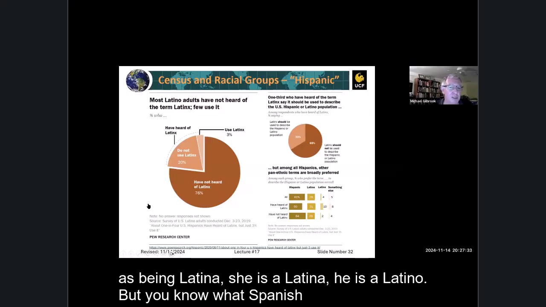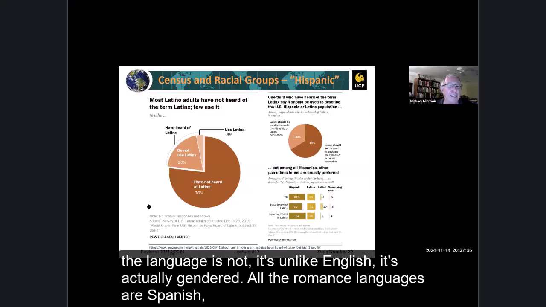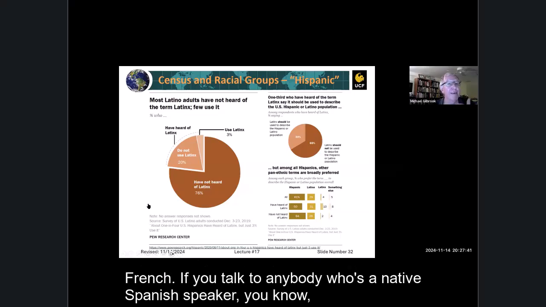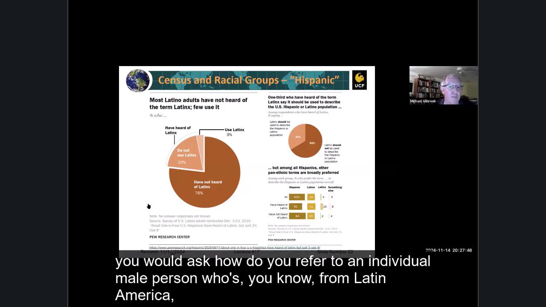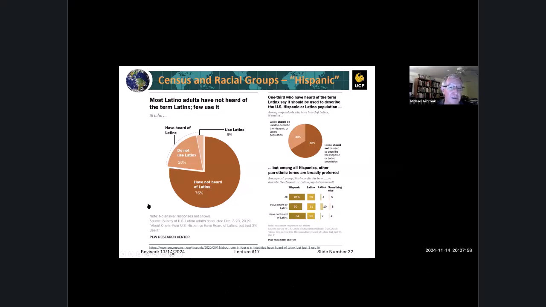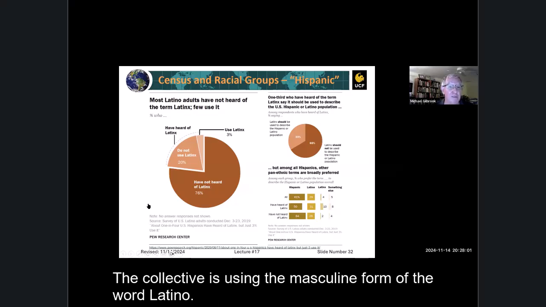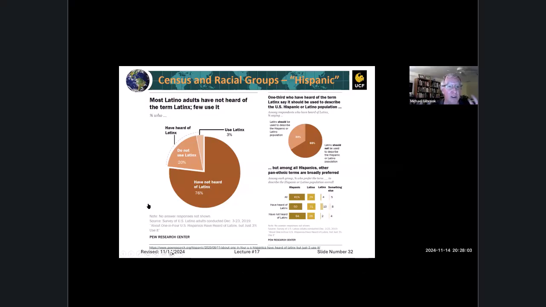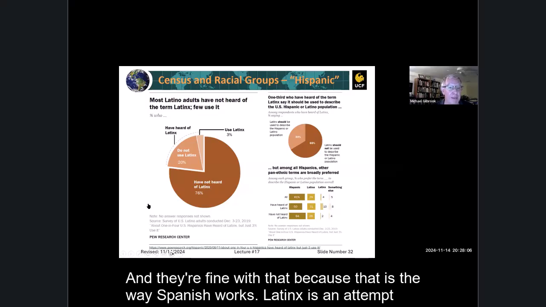But you know what? Spanish, the language, unlike English, is actually gendered. All the Romance languages are, Spanish, French. If you talk to anybody who's a native Spanish speaker, you would ask, well, how do you refer to an individual male person from Latin America? He is a Latino. She is a Latina. How about all of you collectively? We are all Latino. The collective uses the masculine form of the word, Latino. And they're fine with that because that is the way Spanish works.